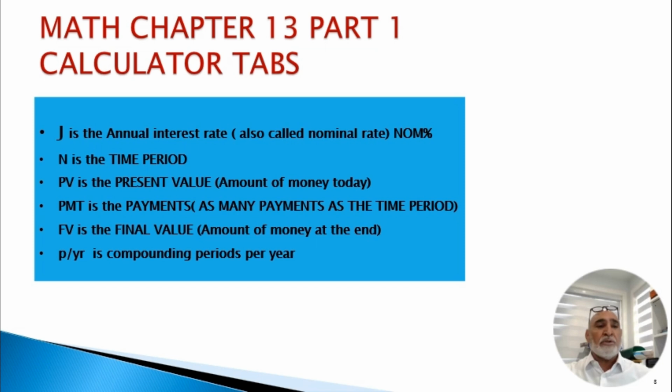And then if we take a look at the first row on top of the HP 10B2 calculator, N stands for the time period, and PV stands for the present value in dollars. You notice PV, PMT, and FV are in dollars. They could be positives or negatives, but they stand for dollars. And N stands for a time period, and J stands for an interest rate, and the little p per year is compounding periods per year. So let's bring in the calculator to show you where these buttons are.